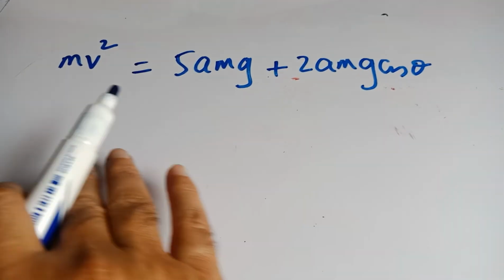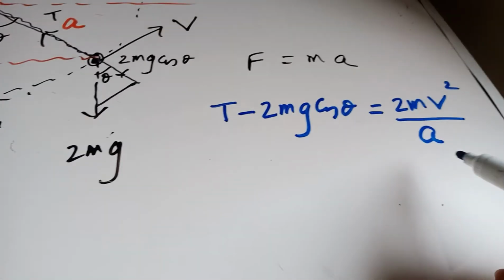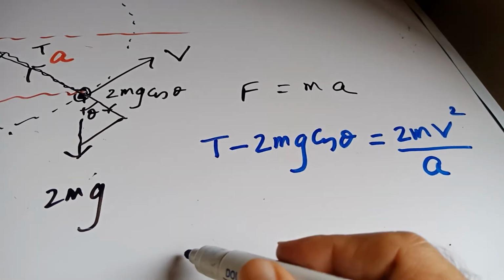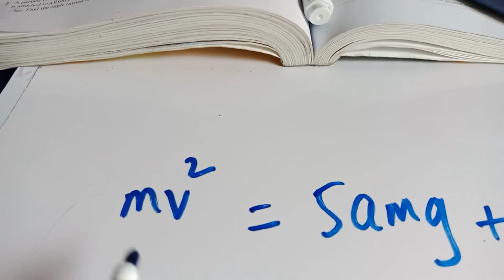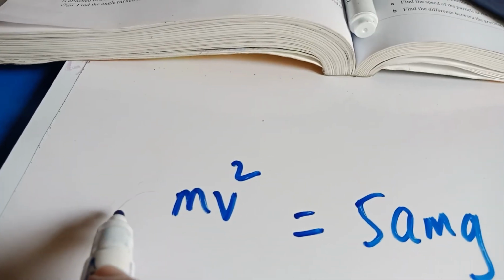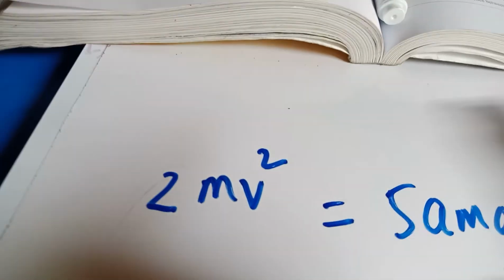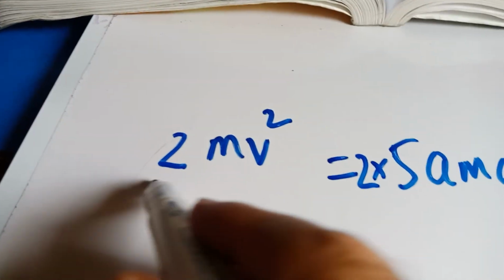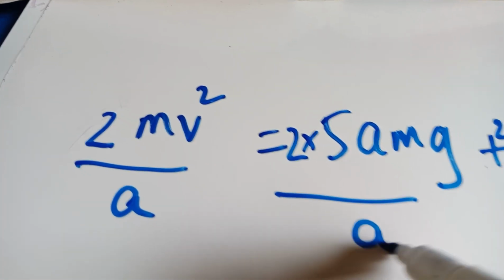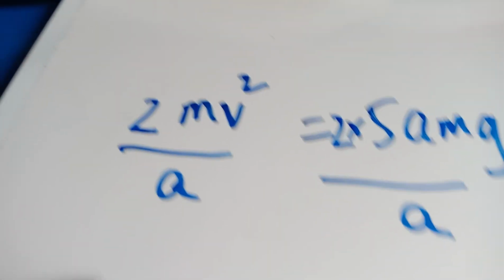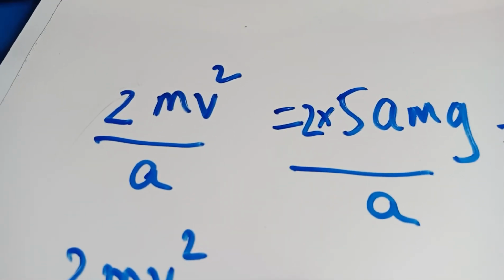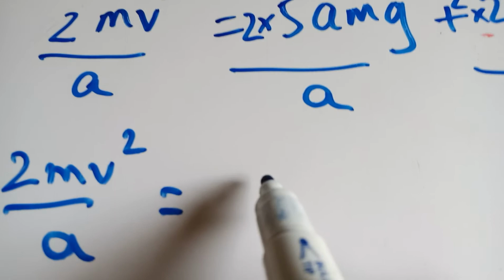Okay, so now this is the equation, and from this equation I'll take out this mv square, so I should make it 2mv square over a. If I multiply this with 2, then this would be multiplied by 2 and this would be multiplied by 2, and then I divide by a. So I have 2mv square over a equal to 10mg.